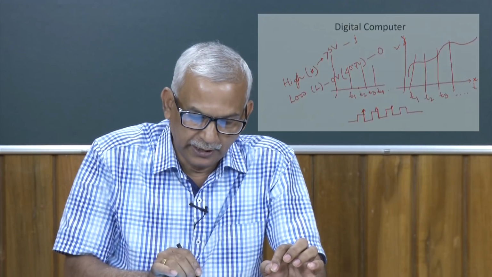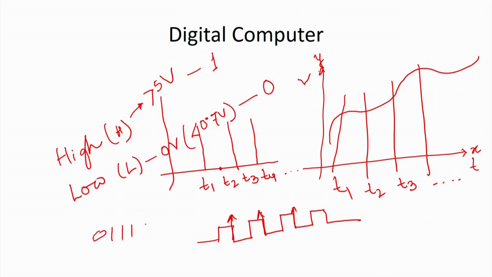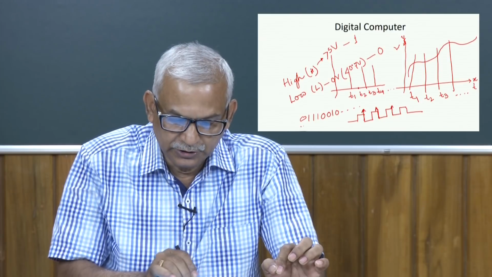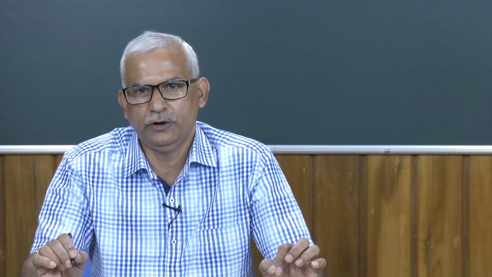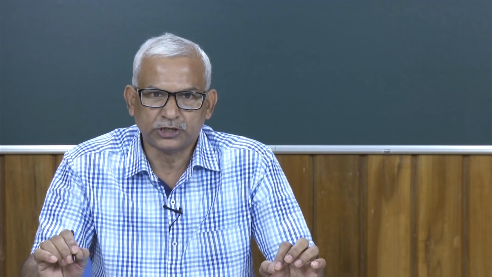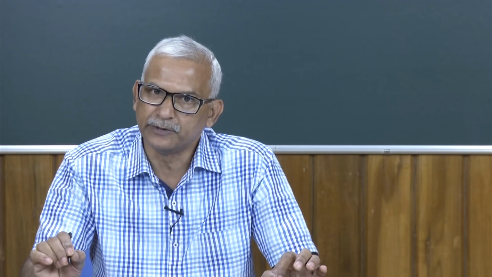So, eventually we are getting some signal values which is, say, 0, 1, 1, 1, 0, 0, 1, 0, something like that. So, finally, what will happen? We are coming down to some number system which is your binary number system. So, in our discussion mainly we are going to concentrate on this binary number system. So, digital computer works on binary number system.